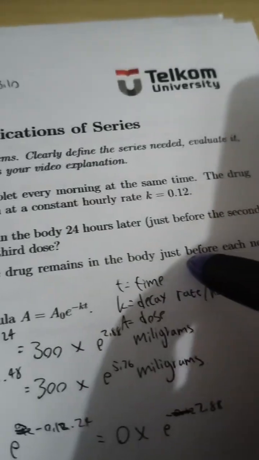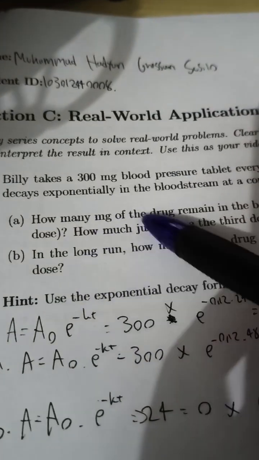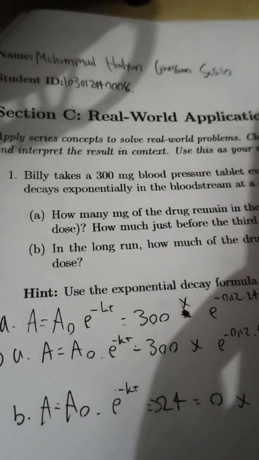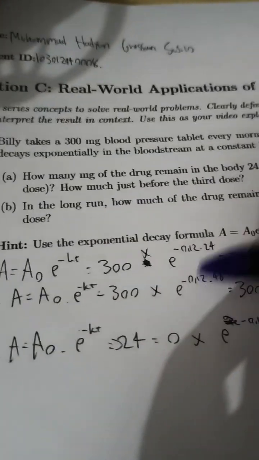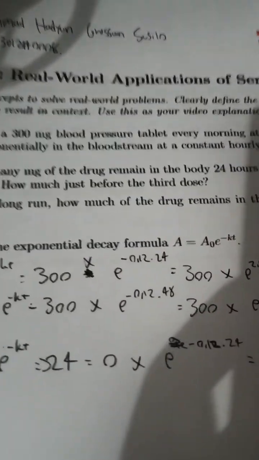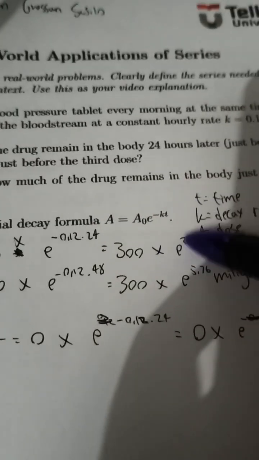There's how many milligrams of the drug remain in the body 24 hours later, just before the second dose, and how much just before the third dose. Then we have part B: in the long run, how much of the drug remains in the body just before each new dose? And then we even got a hint: use the exponential decay formula. Thank you, whoever made this question. This actually helped me a lot.